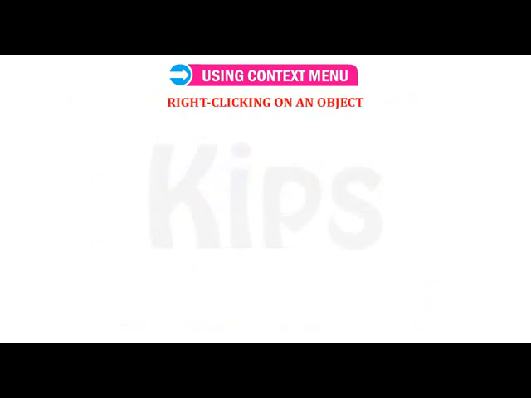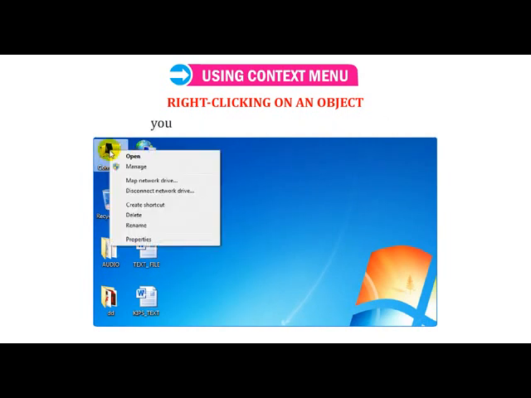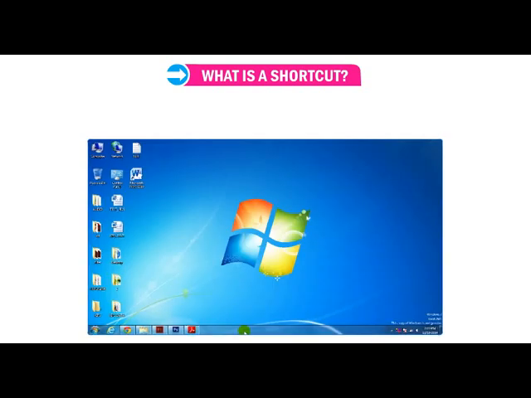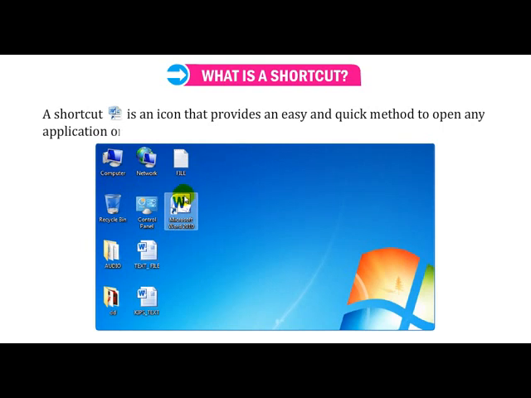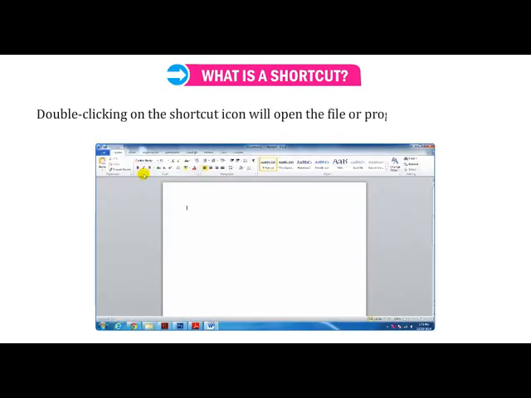Right-clicking on an object. When you right-click on any icon on the desktop, you will find an entirely different menu. The Properties option will be found at the bottom of the list. Students, can you tell me what is a shortcut icon? A shortcut is an icon that provides an easy and quick method to open any application or software that we frequently use. There is a small jump arrow present at the lower left corner of the shortcut icon. Double-clicking on the shortcut icon will open the file or program it represents.